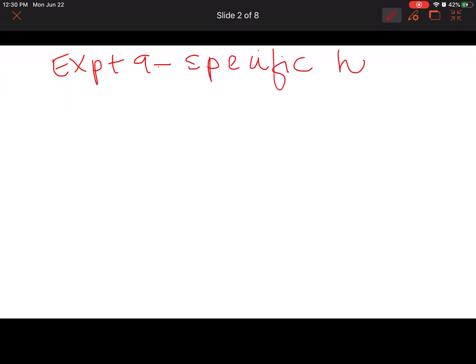Hello everyone, I'm going to go ahead and explain to you guys the experiment 9 lab, which is finding the specific heat of a metal sample. Okay, experiment 9, we're going to find out the specific heat of a metal sample.